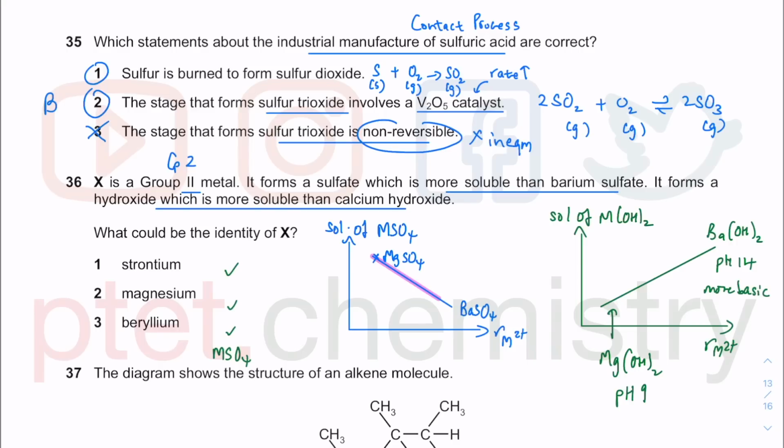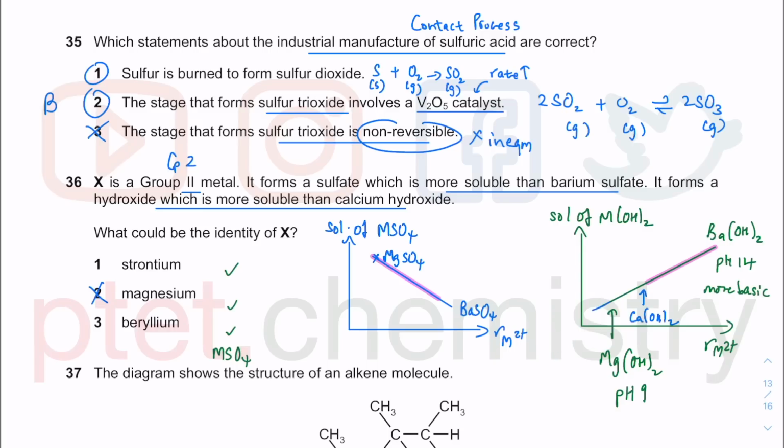Now you want it to be more soluble than calcium hydroxide. So where is our calcium hydroxide? Calcium is below magnesium, so calcium hydroxide is going to be more soluble than magnesium hydroxide, but you want it to be more soluble than calcium hydroxide, so magnesium cannot be the answer. Beryllium would be somewhere there. Perhaps I've gone too far actually.